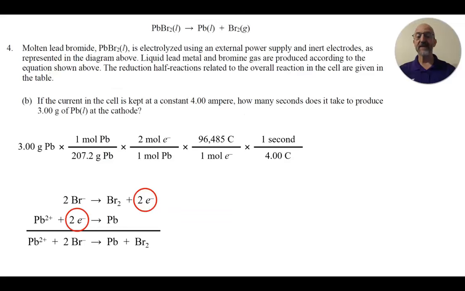But I have to put the seconds on top and the coulombs on the bottom. So I did 4 coulombs for every 1 second. Now when I pick up my calculator, I can convert from grams to moles for lead.